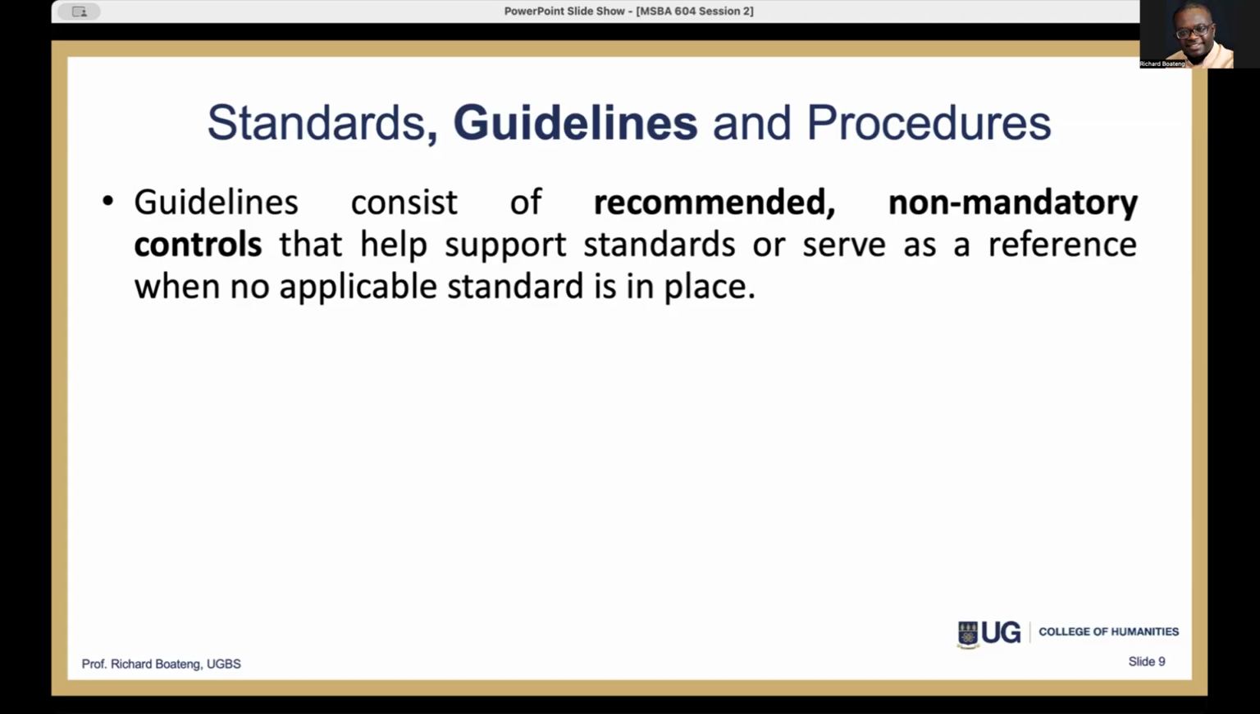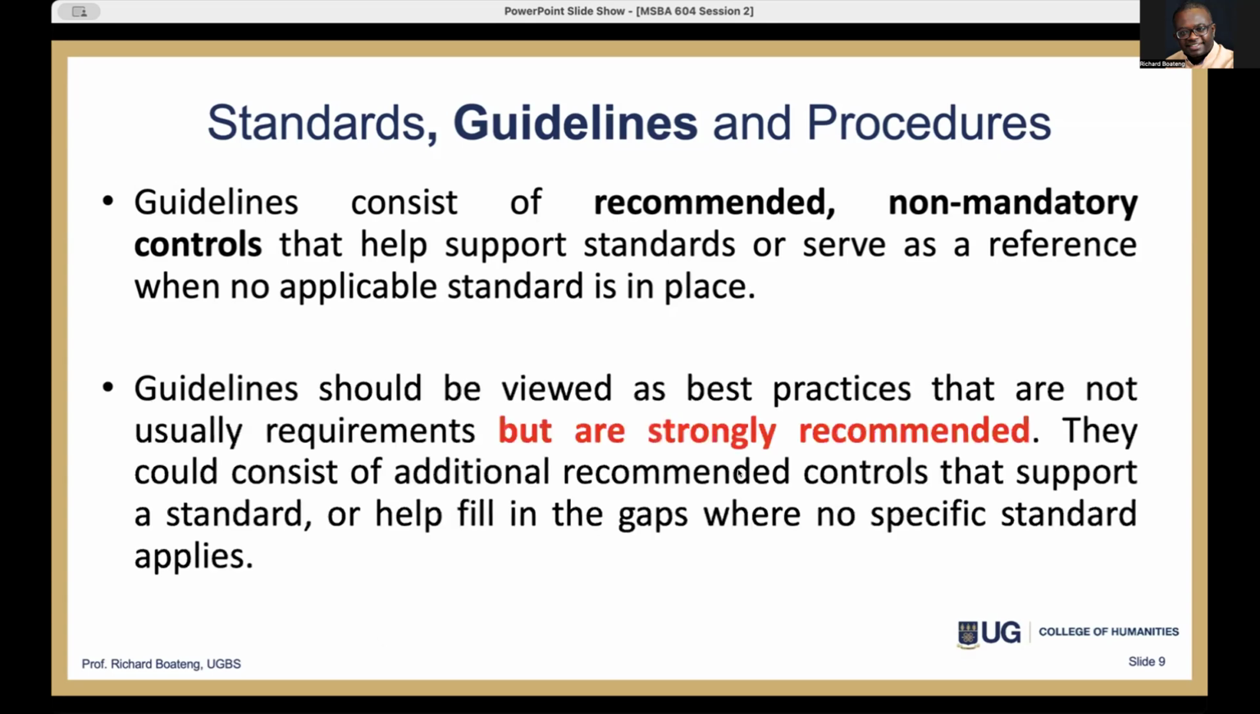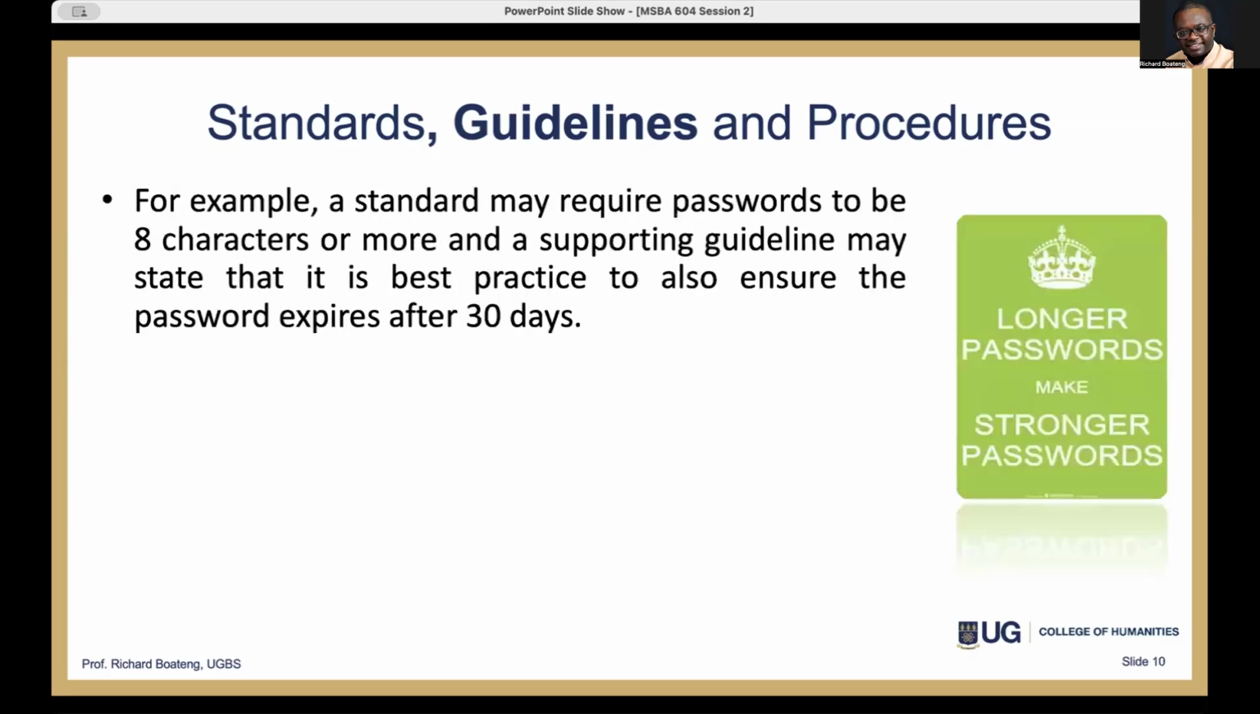But the mandatory ones can have other consequences. If a person doesn't do it, then what are the punitive measures for it? What are the other means of redress? So in that scenario, we are not yet settled. So why don't we give them a recommended set of best practices that they should follow? So guidelines are strongly recommended, and they are best practices that help fill in the gap when there's no specific standard.